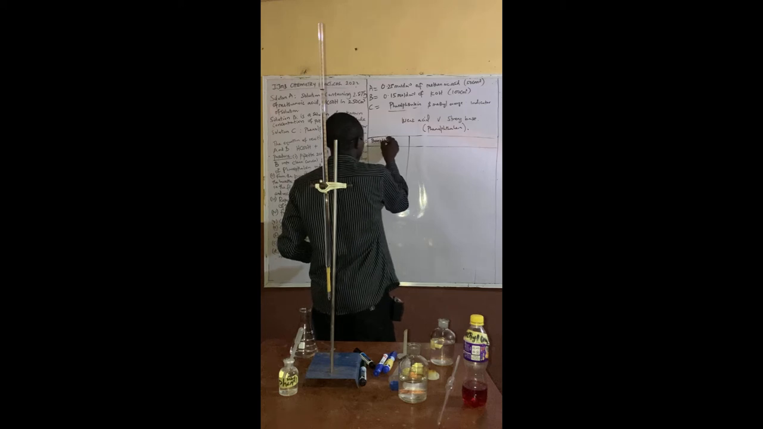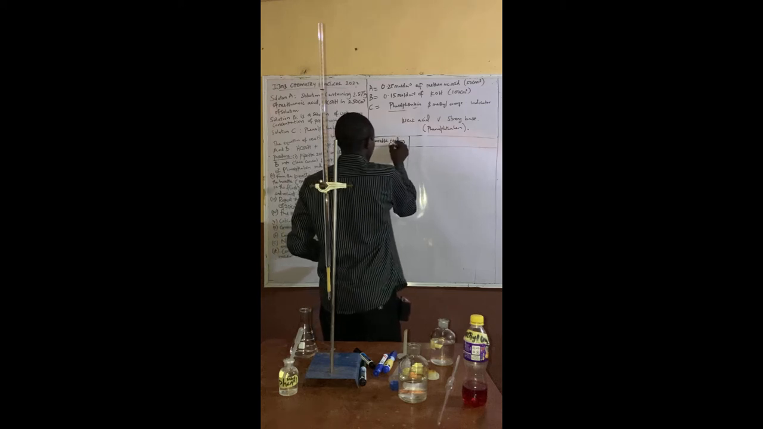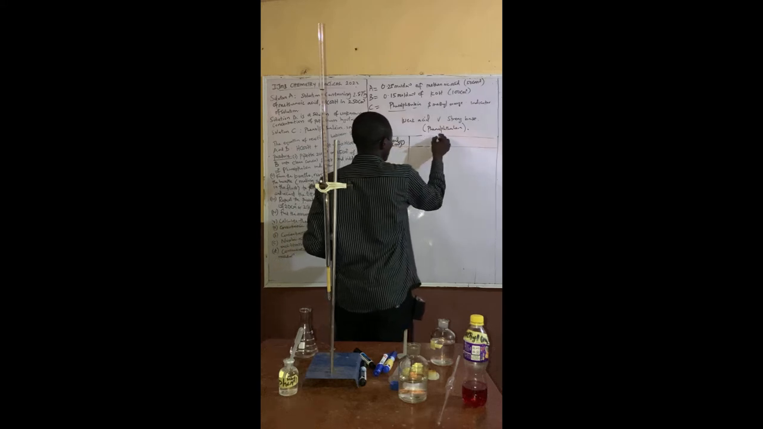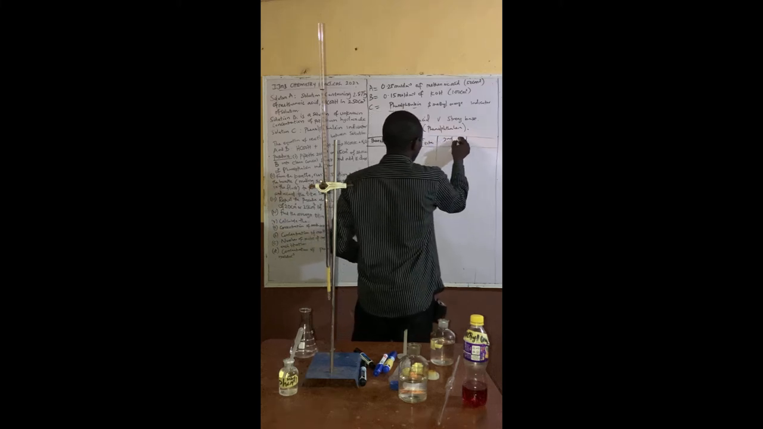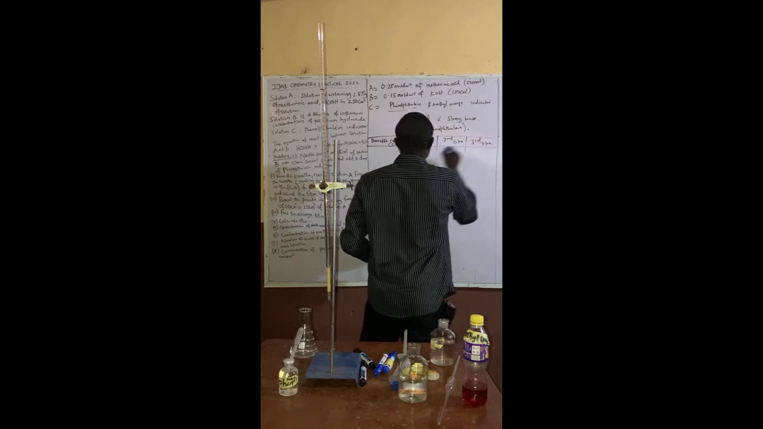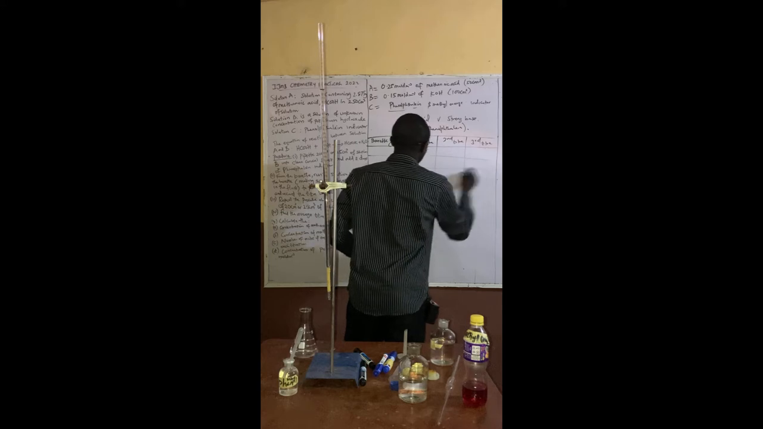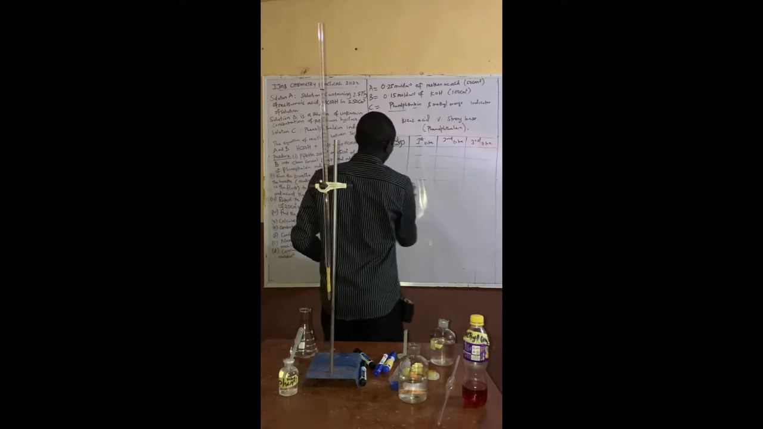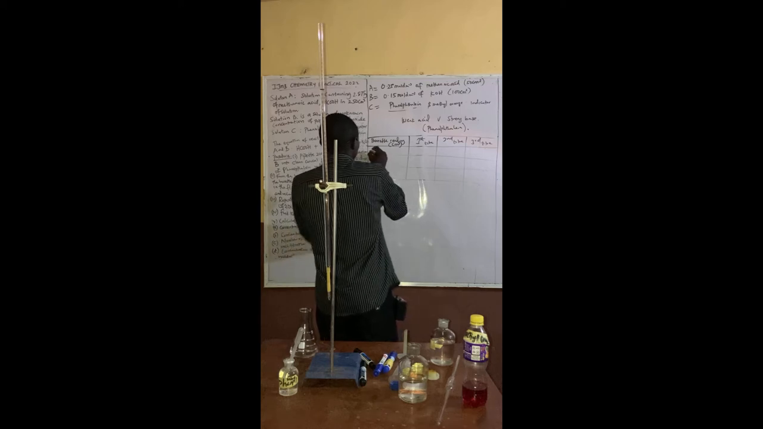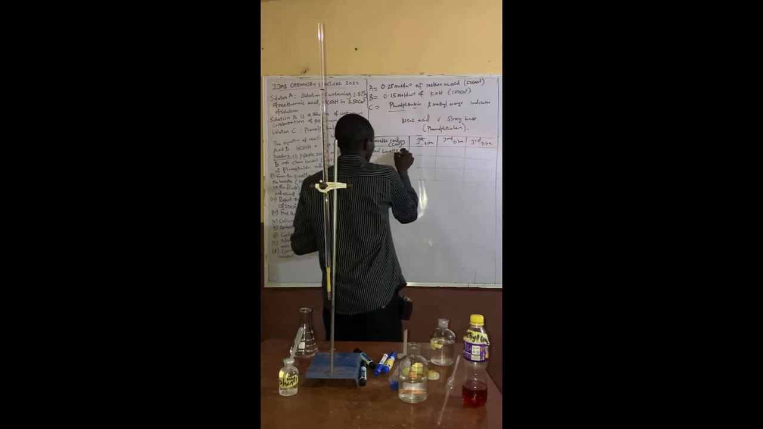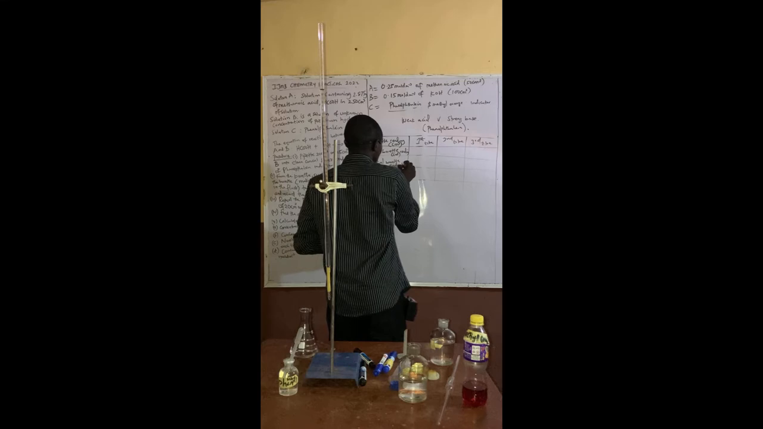The burette reading in centimeter cube, centimeter what cube. The first titration, the second titration, and the third titration. So now we have what? The final burette reading here. Final burette reading in centimeter cube as well. That was the initial burette reading. Initial burette reading in centimeter cube as well.